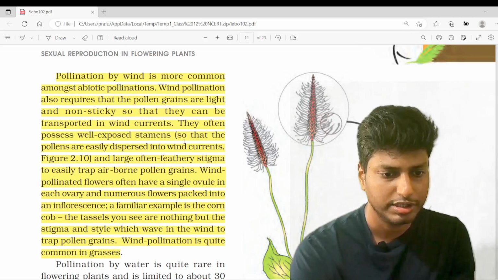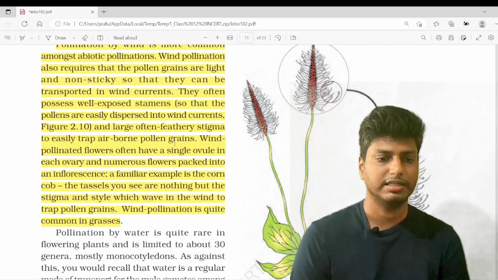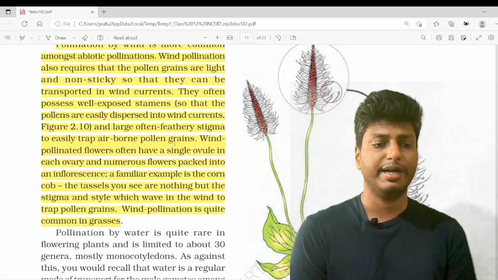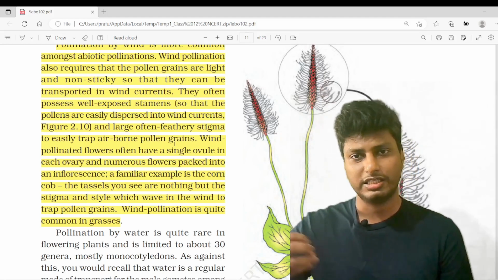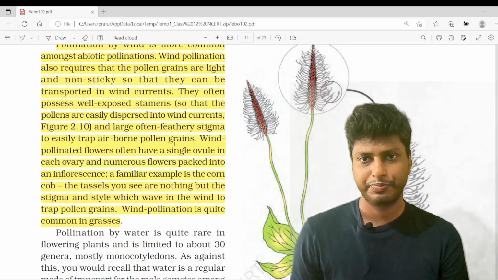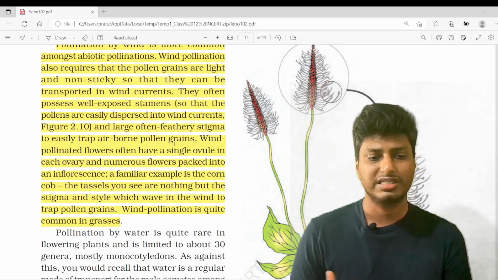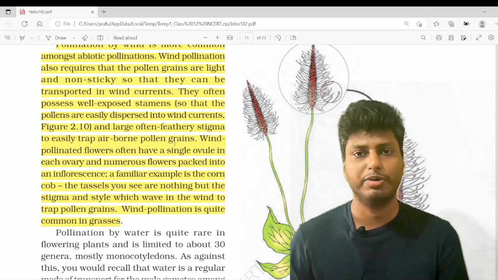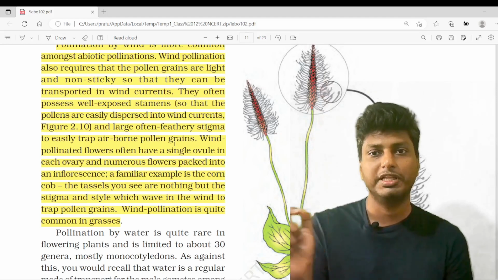Okay, so what has been written, guys? Basically, in wind pollinated plants, the pollen grains are light in weight and non-sticky. Of course, since the wind is carrying the pollen grains, they have to be extremely light in weight so that they can float in the air, and they are non-sticky, so they cannot stick to any particular surface. They are extremely smooth, with a smooth coating, and that will be the differentiating factor.